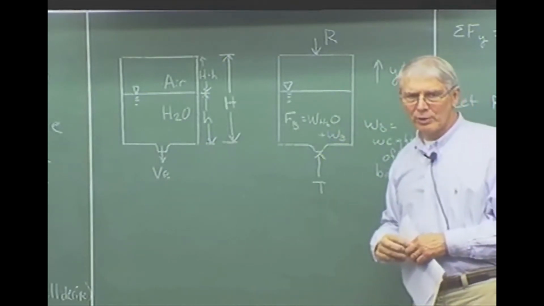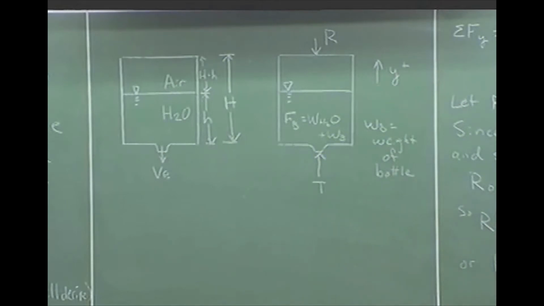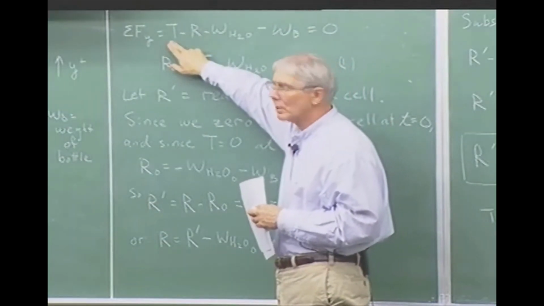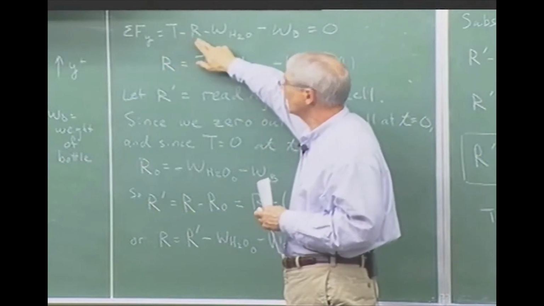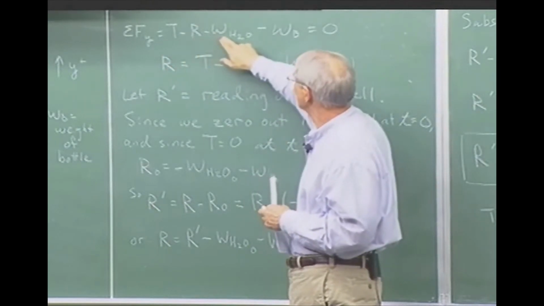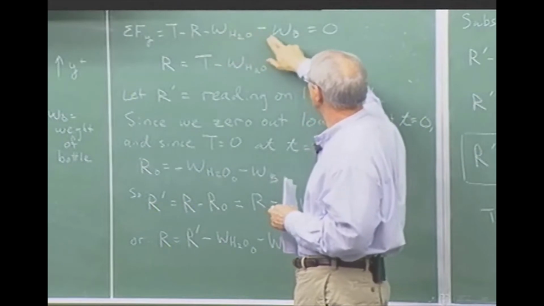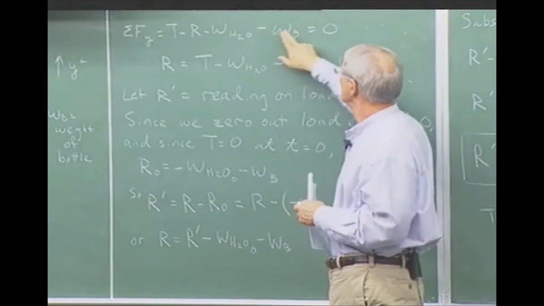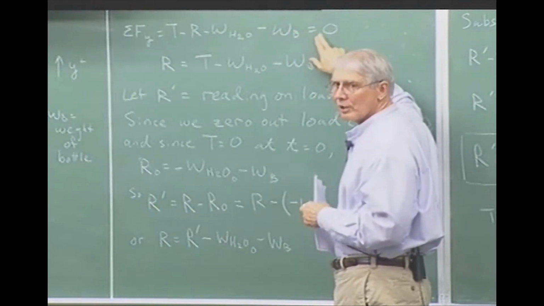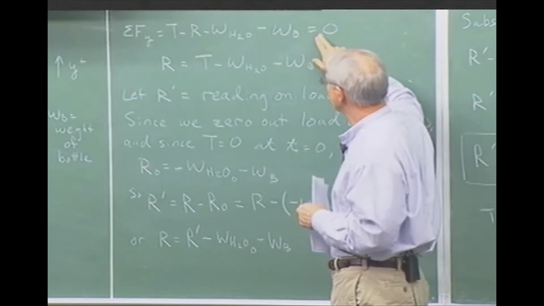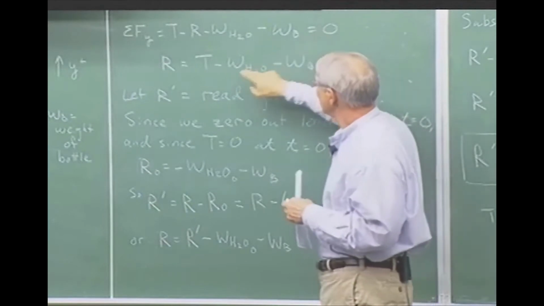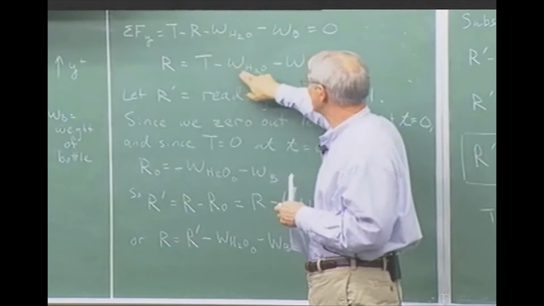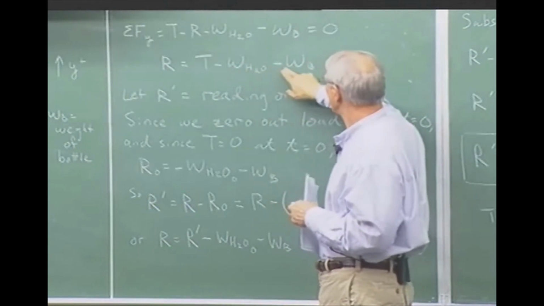So if we sum the forces on this bottle, the sum of the forces in the Y direction is equal to the thrust minus the reaction force minus the weight of the water minus the weight of the bottle. And because the bottle is held still, there's no acceleration, so it all equals 0. F equals ma. So we can solve that for the reaction force. The reaction force is equal to thrust minus the weight of the water minus the weight of the bottle.